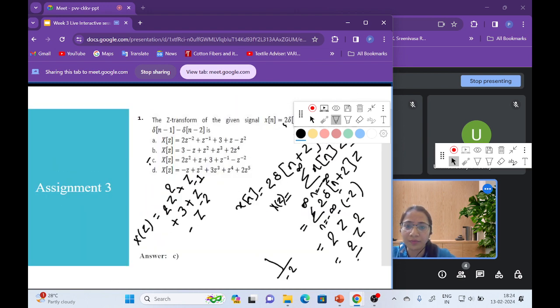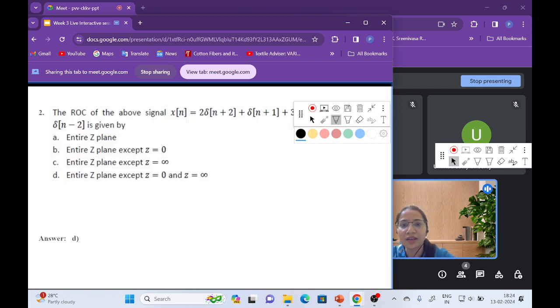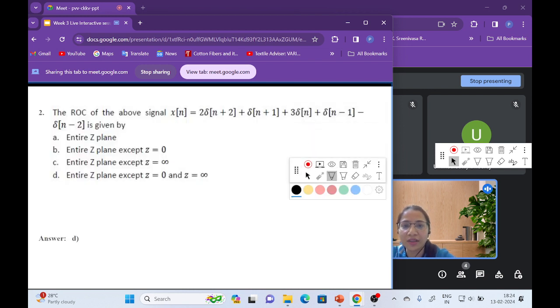So here our signal is two-sided. It is represented at n equal to minus 2, minus 1, then del at 0, and n equal to 1 and 2. So our signal is two-sided, so the ROC will be the entire Z plane except Z equal to 0 and infinity. So the correct option of this question is option D.